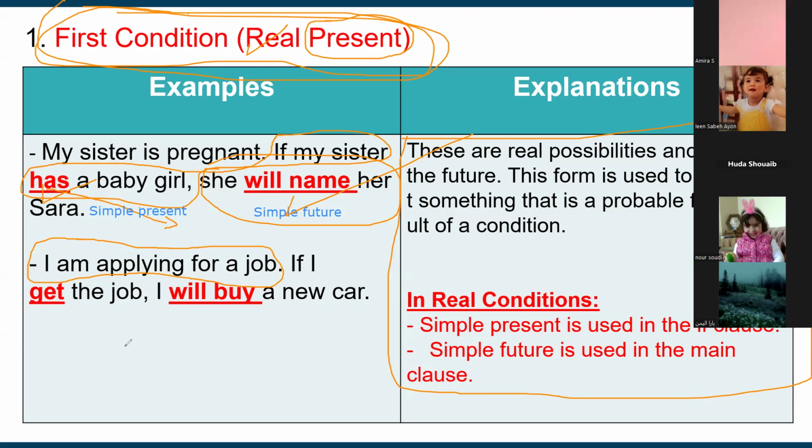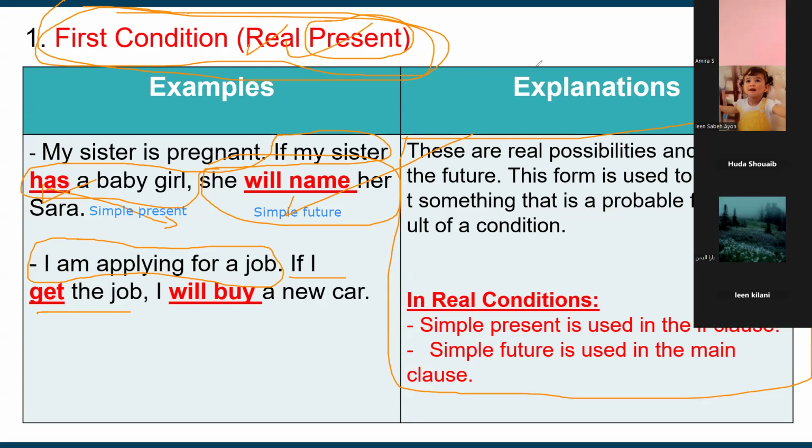Miss Amira, I have a question. Go ahead. You said that in the if clause we use simple present, but in the second example it is present progressive. Why not present progressive? I am applying. No, this is not the if clause, dear. This is the situation. The if clause is: if I get the job. Okay. Huda, I start with a situation to tell you that this is real present.